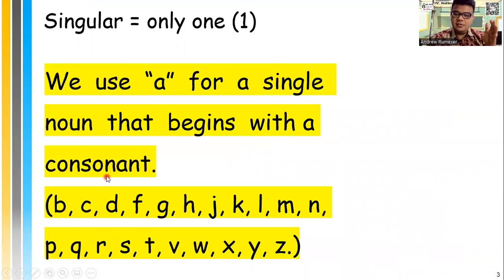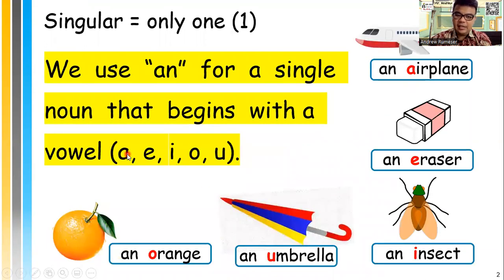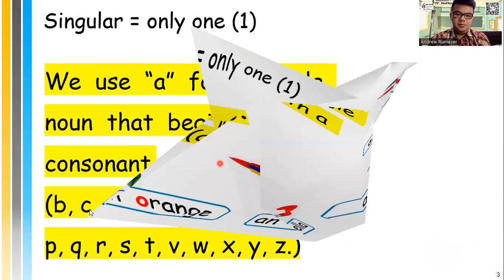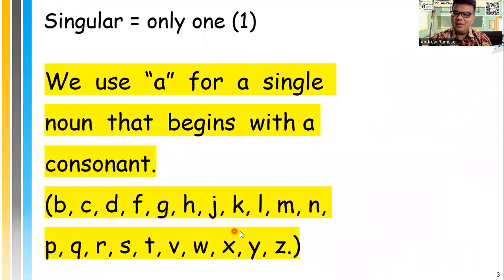A consonant is a word that starts with the letters B, C, D, F, G, H, J, K, L, M, N, P, Q, R, S, T, V, W, X, Y, Z. Or in other words, letters that do not start with vowels. They don't start with A, E, I, O, or U, right? So the rest of the words in the alphabet, right?